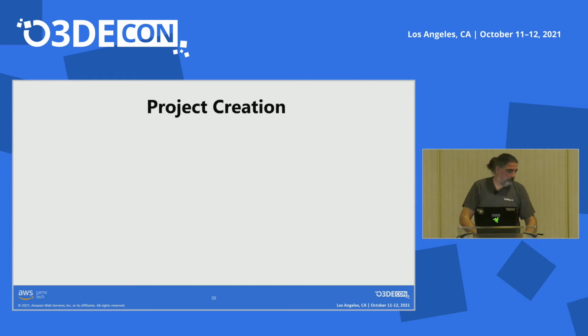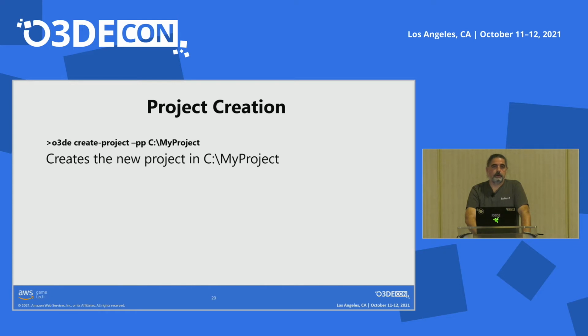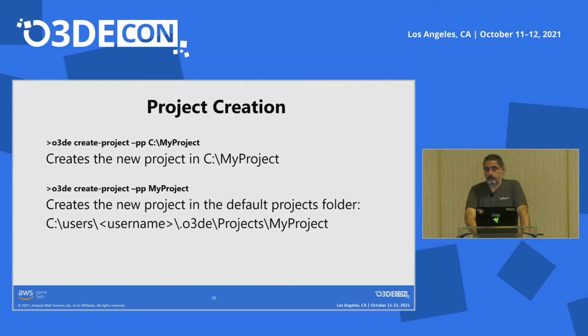All right, so how do we create a project in O3D? We give it the command O3D create project and then the project path. And note that this is a full project path, C:/MyProject. This creates a new project in C:/MyProject. Now this one, O3D create project, project path, my project. Note that this is not a full path. So where should this one end up when it's created? That's right, in the default projects folder.